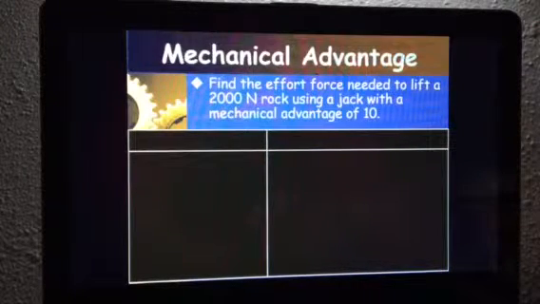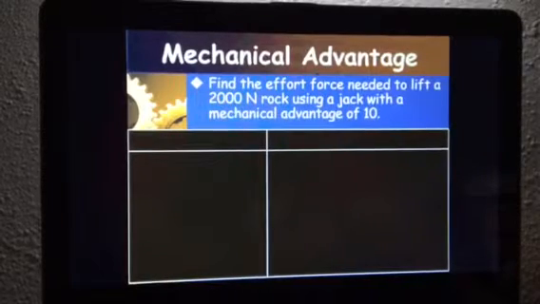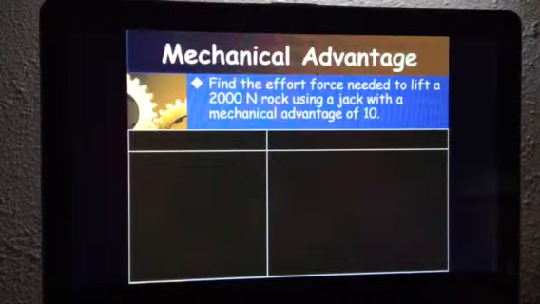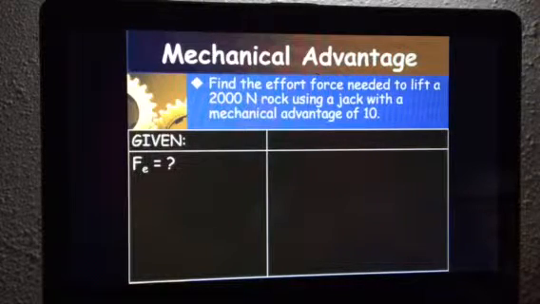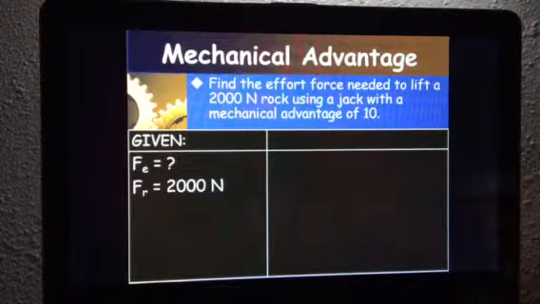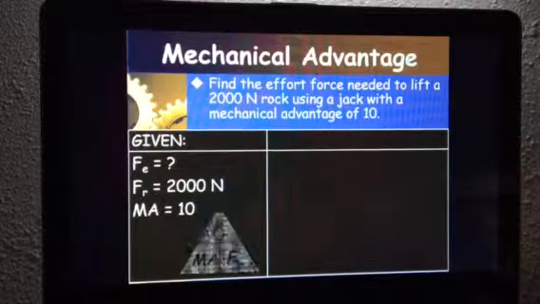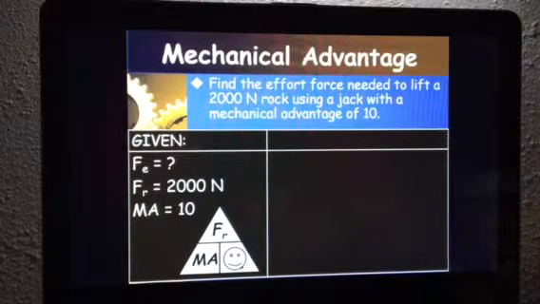Let's do another problem. Find the effort force needed to lift a 2,000 newton rock using a jack with a mechanical advantage of 10. So what are we given? We're not given the effort force, but we're given the resistance force of 2,000 newtons and the mechanical advantage of 10. So we need to find the effort force. You can pause the video right now and work through this on your own.